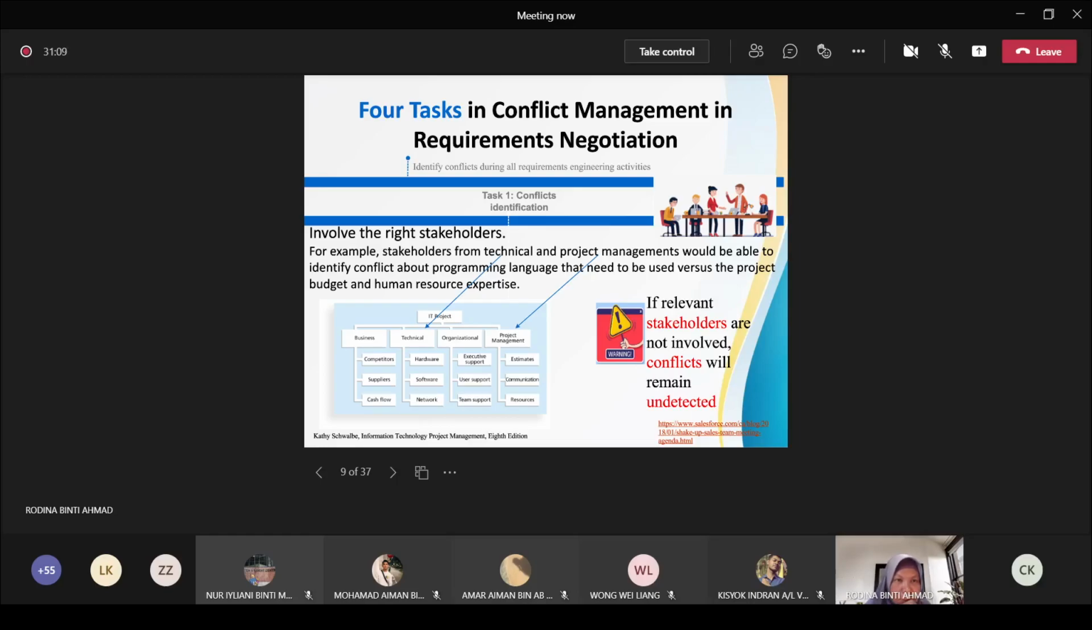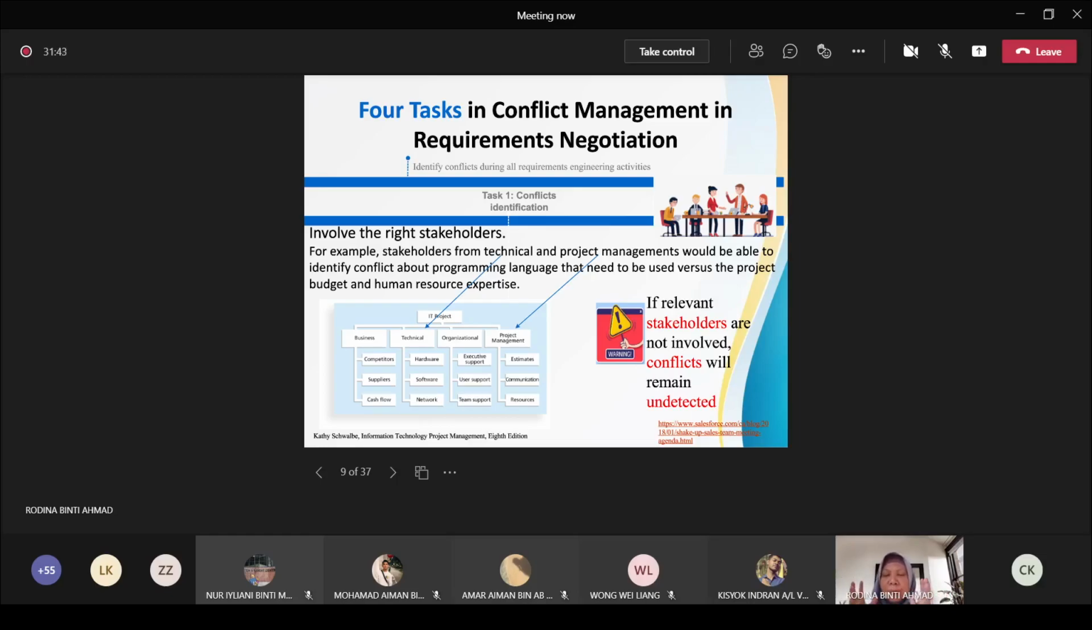Okay, so we're talking about involving the right stakeholders. For example, stakeholders from technical and project management would be able to identify conflicts about the programming languages that need to be used versus the project budget and human resources. So you see that if you involve the correct or relevant stakeholders in the discussion about the requirements to give you feedback, most of the time there can be a lot of opinions because they are experts in the area. So it's good to invite the relevant stakeholders to voice out their opinions.